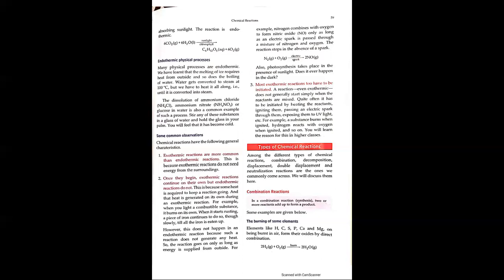Example: nitrogen combines with oxygen to form nitric oxide only as long as there is an electric spark. If there is no electric spark, the reaction will stop there. Similarly, photosynthesis, as long as there is sunlight, the reaction will take place. When there is no sunlight, the reaction will not occur. So these reactions are endothermic reactions. They depend on the energy source first of all, and this energy source should be continuous. If you break the source of energy in between, then the reaction will stop. So continuity of energy is required in endothermic reactions, but this is not the case in exothermic.